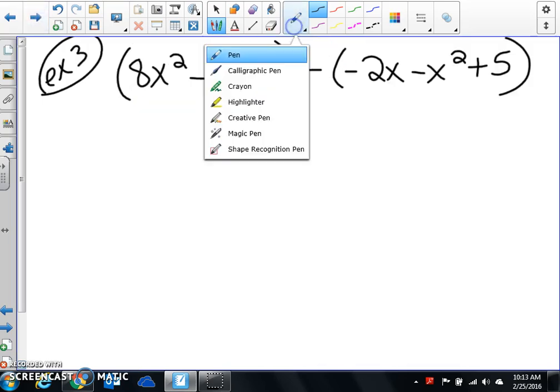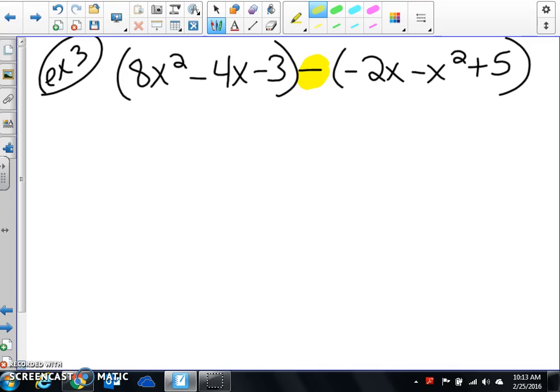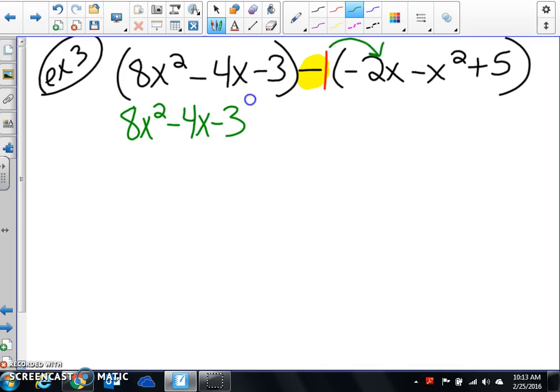All right, I've got a negative in the middle, so I make that a negative 1. And now I distribute. So let me start by just dropping the first polynomial, the first trinomial, and then let's distribute this negative 1. So distributing negative 1 is the same thing as just changing all the signs. So this was a negative, now it's positive 2x. This was a negative x squared, now it's a positive x squared. This was a positive 5, now it's a negative 5.